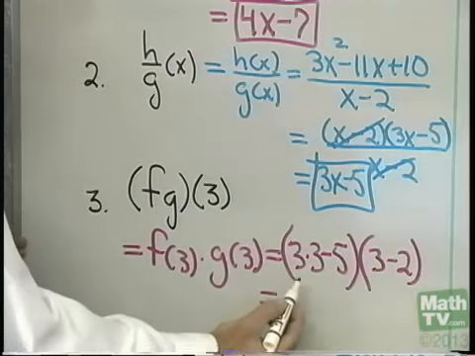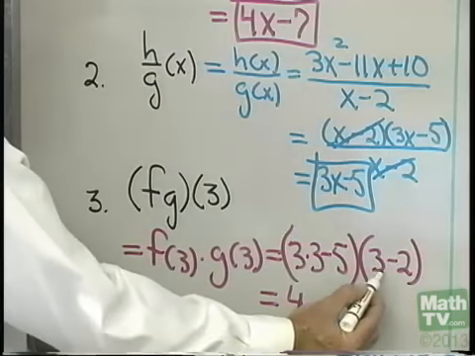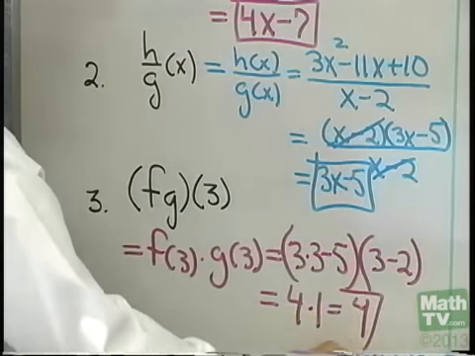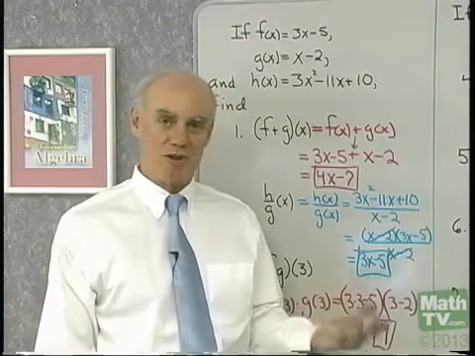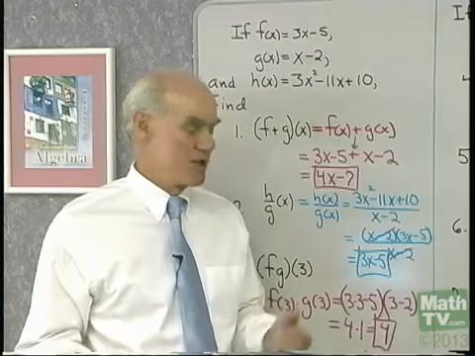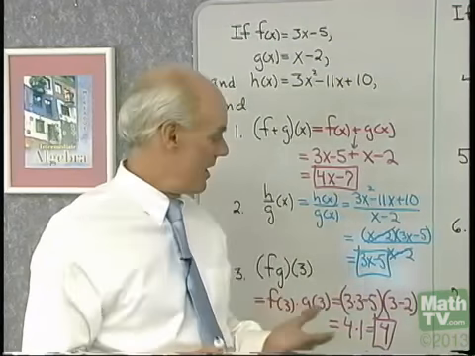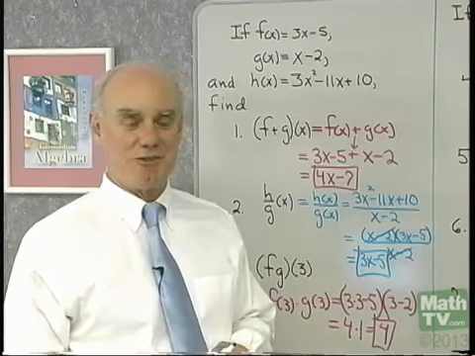So I end up with 9 subtract 5, which is going to be 4, times 3 subtract 2, which is 1. So that just comes out to be 4. So here I have the product of two functions, and I wanted to evaluate them at 3. I just take each one of them, evaluate them at 3, and multiply the two results together. I come out with 4, and that is f times g of 3.